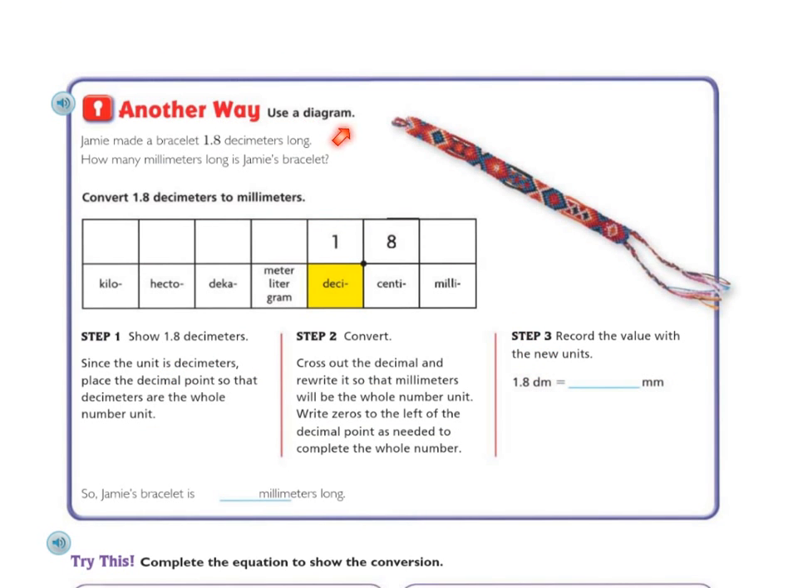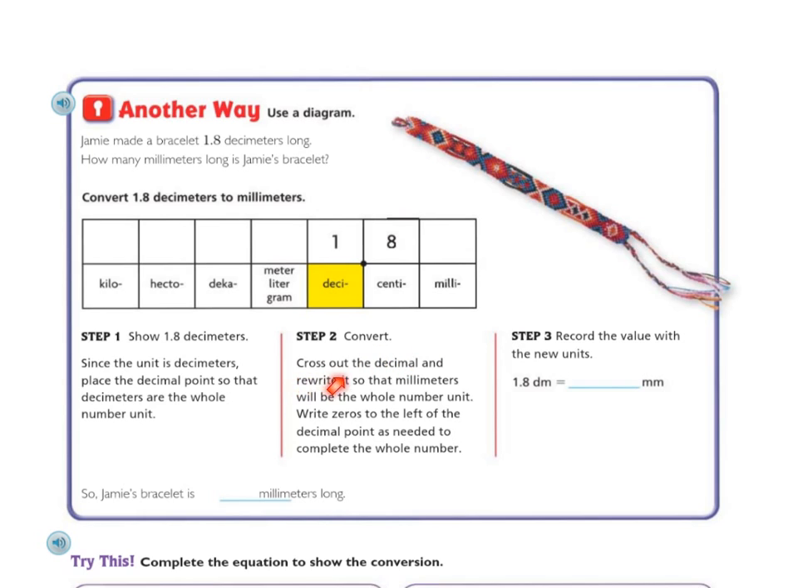All right, so let's do another way. We're going to use a diagram. Jamie made a bracelet that was 1.8 decimeters long. How many millimeters long is Jamie's bracelet? So we're going to convert 1.8 decimeters to millimeters. Here's my decimeters and here's my millimeters, right? So I have 1.8 decimeters, and I want to convert it to millimeters. First we're going to show 1.8 decimeters, so we've done that here. Since the unit is decimeters, I place the decimal point so that the decimeters are a whole number unit.